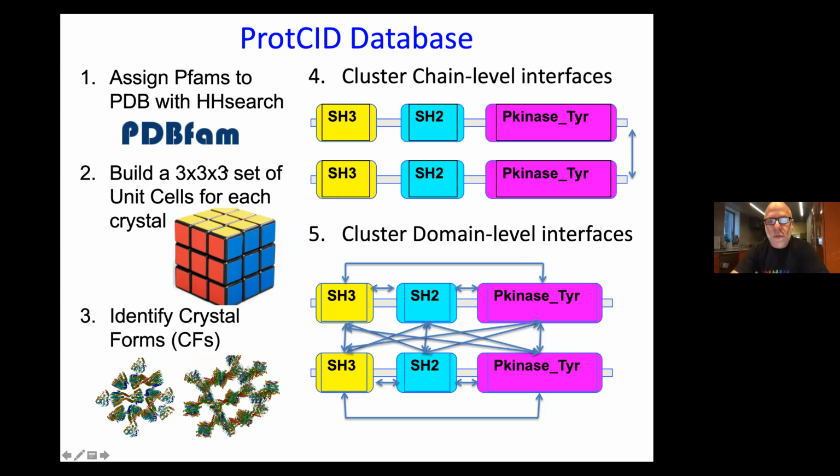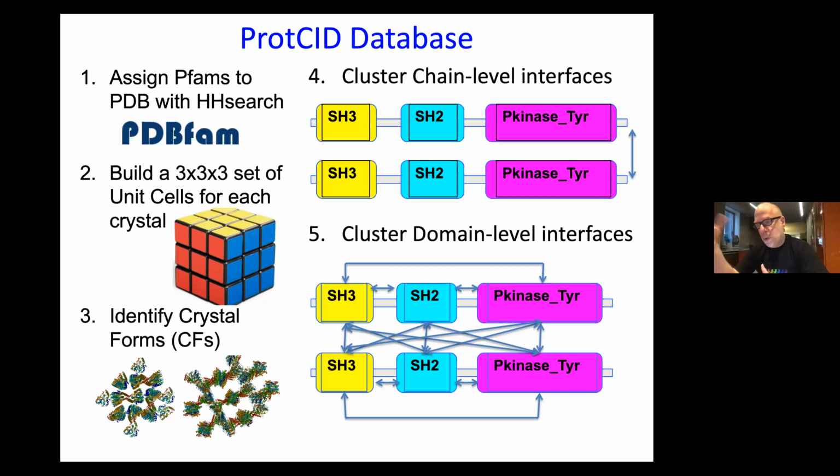We build a 3x3x3 set of unit cells for each crystal so that we can get all of the interfaces of the asymmetric unit with other asymmetric units, both in the same unit cell and neighboring unit cells in each direction. We separate proteins in a particular family, in a particular PFAM architecture, into crystal forms. That is, if all of the interfaces in one crystal are the same as all the ones in another one, then it's the same crystal form. And so we count up the number of crystal forms. It's important to know how many independent experiments there are about interfaces.